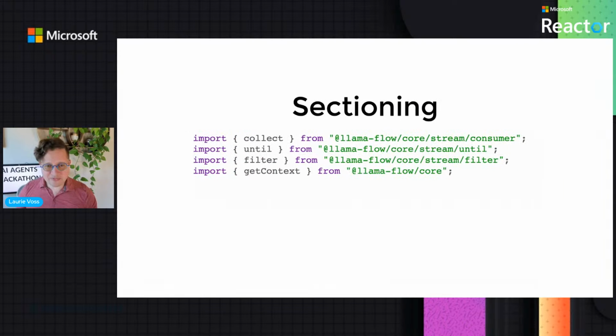We talked about two flavors of parallelization, voting and sectioning. We'll look at sectioning first. This is going to require some new constructs, collect, until, and filter. This is how we bring them in. And we'll also see how to use them next. We'll also need the getContext method, which we can pull out of core.